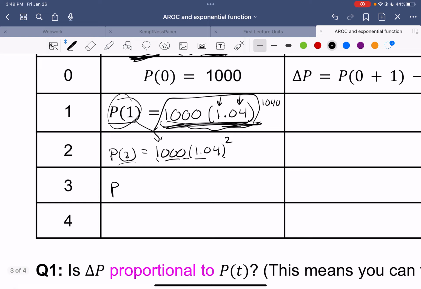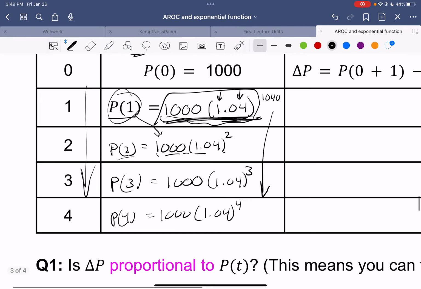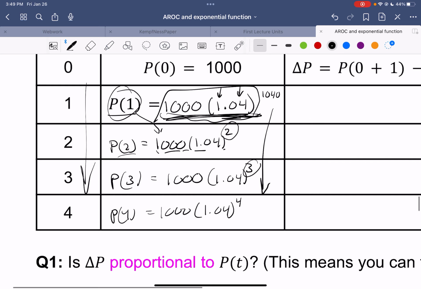And then the exact same logic, we're going to get to 1,000 times 1.04 cubed. And then P at 4 is 1,000 times 1.04 to the fourth. Okay, what's growing in this formula? Where do you see the x or t value? Oh, it's in the exponent. Oh, it's almost like the phrase exponential growth is because the exponent is growing. But okay, whatever, I digress.